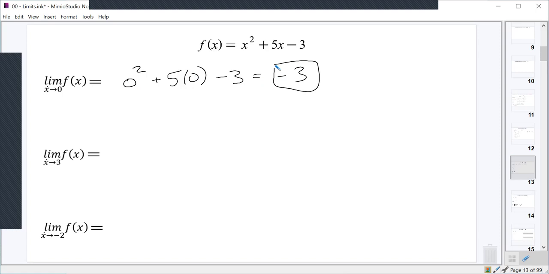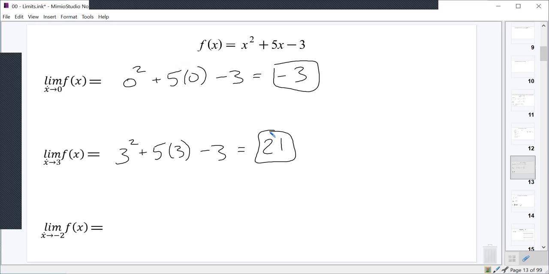Here we've got the limit as x approaches 3. So that'll just be 3 squared plus 5 times 3 minus 3. And that would be 9 plus 15. 9 plus 15 is 24. And then we'll subtract 3 from that to get 21.